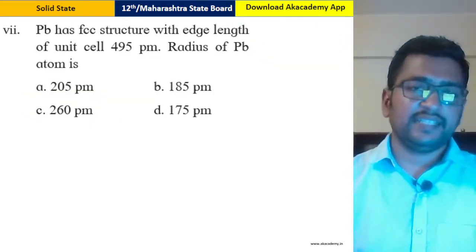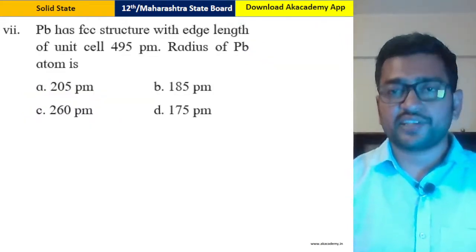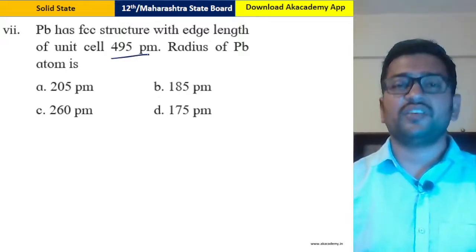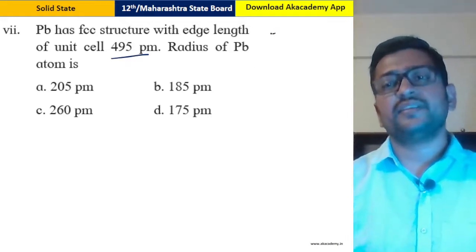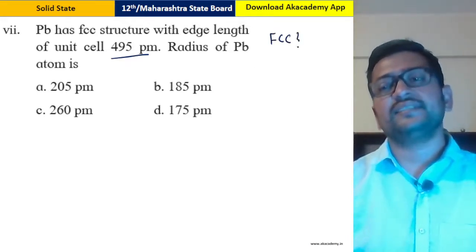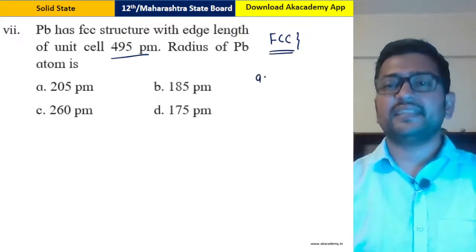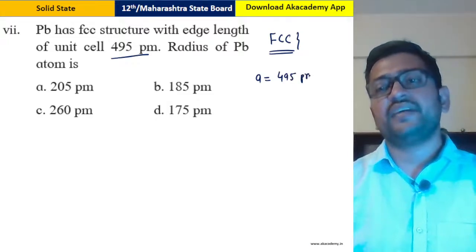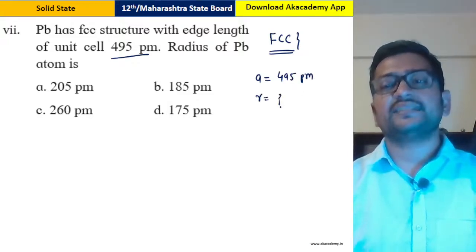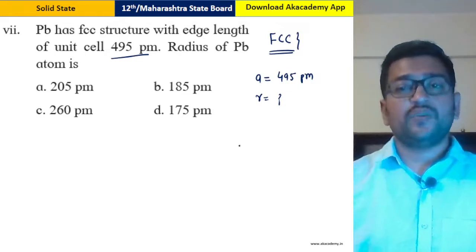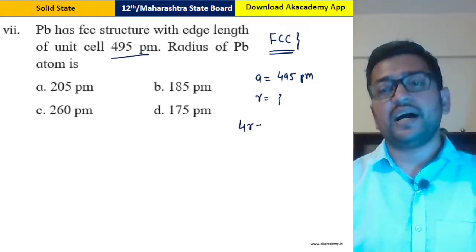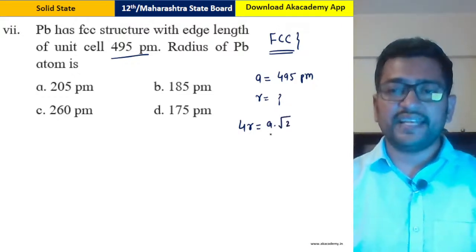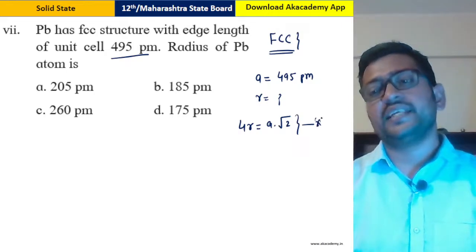What does it say? It says lead has an FCC structure with an edge length of unit cell 495 picometer, and the radius of the lead atom is asked. What is the data given to us? They are saying this is FCC, and they have given us the edge length, meaning the value of A is given to us, that is nothing but 495 pm, and they are asking about the value of R. Now what is the formula? The formula is 4R is equal to A into under root 2.